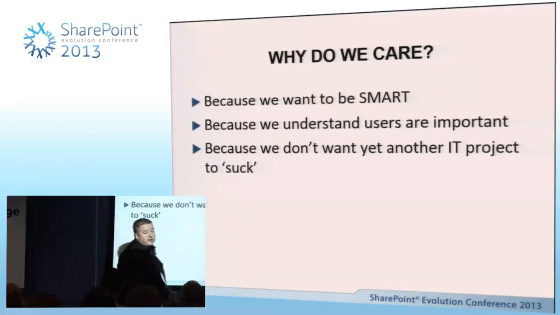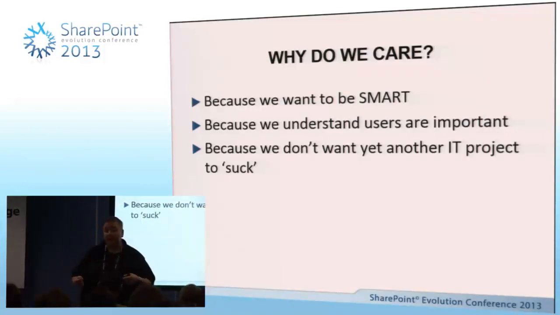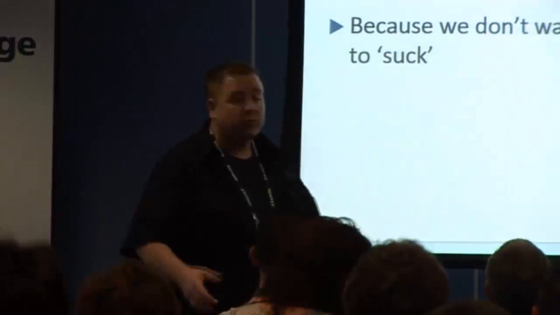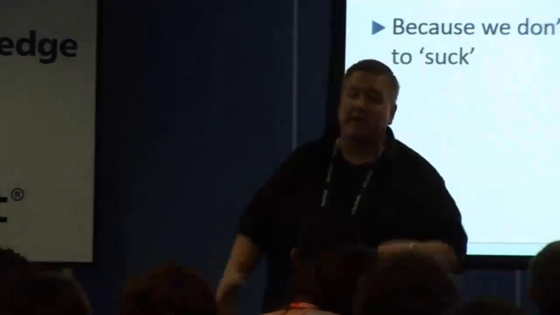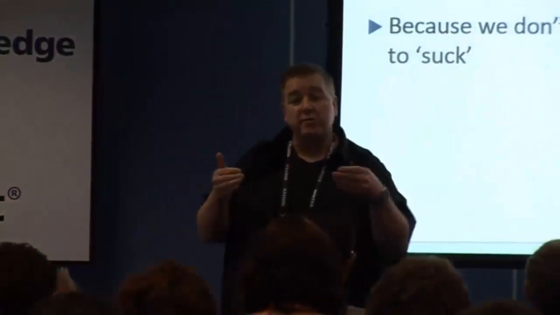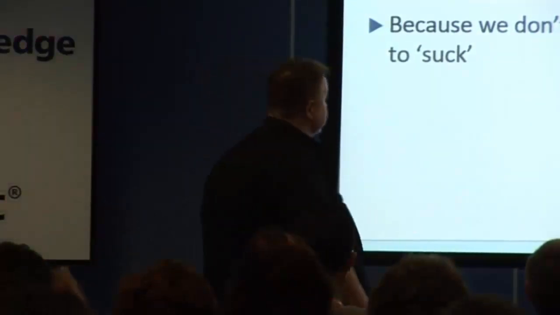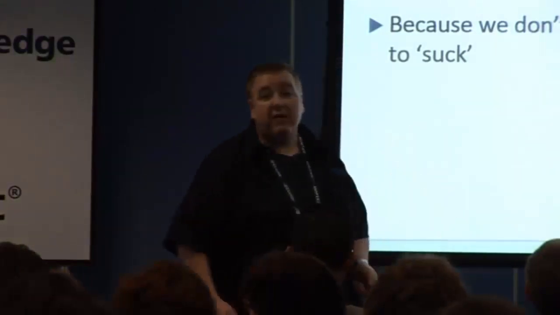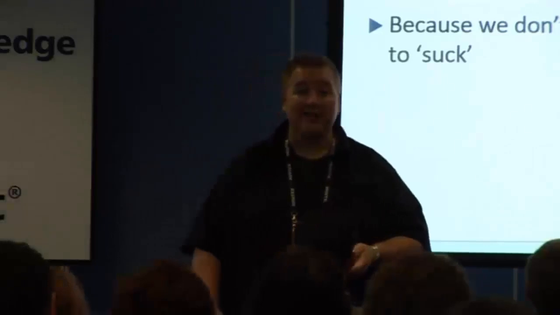So the reason we want to understand information architecture is first and foremost because we want to be smart and we want to do things better than what we did in the past. The other thing is that we want to understand that users are important. The reality is technology is great, features are great, things are cool, but if users don't understand how to use it, we're pretty much not going to be very successful. And most of all, we don't want another IT project where everybody tells us why it sucks.